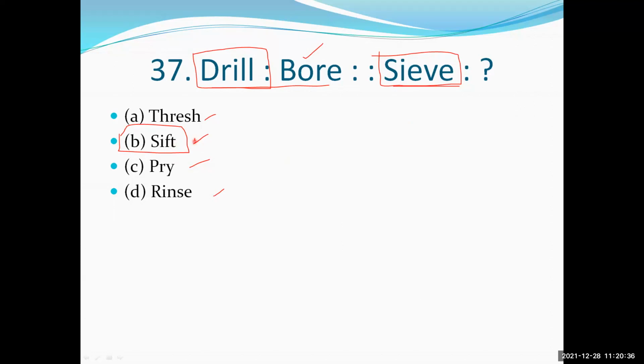Okay. So thresh means a threshing machine, which is used if you have some crop to process. It can be maize or jowar, or any other. So that is threshing. That machine is different. Pry means again just making something separate. Rinse means to clean something.